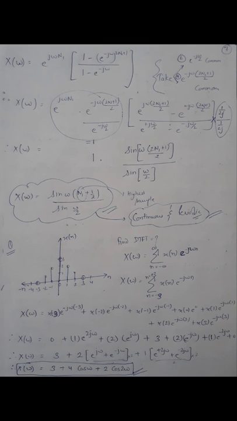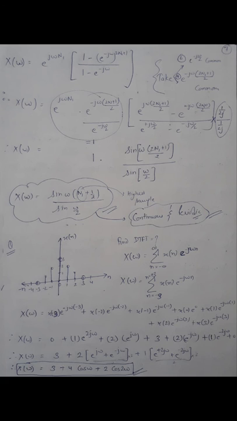So X of omega is sine omega (2n1 plus 1) by 2 upon sine omega by 2, where n1 is the highest sample in the given discrete signal. This formula shows that sine omega (2n1 plus 1) by 2 and sine omega by 2, if I plot the curve, will be continuous and periodic. So X of omega is continuous and periodic, and that's why the DTFT of a discrete signal will always be continuous and periodic.